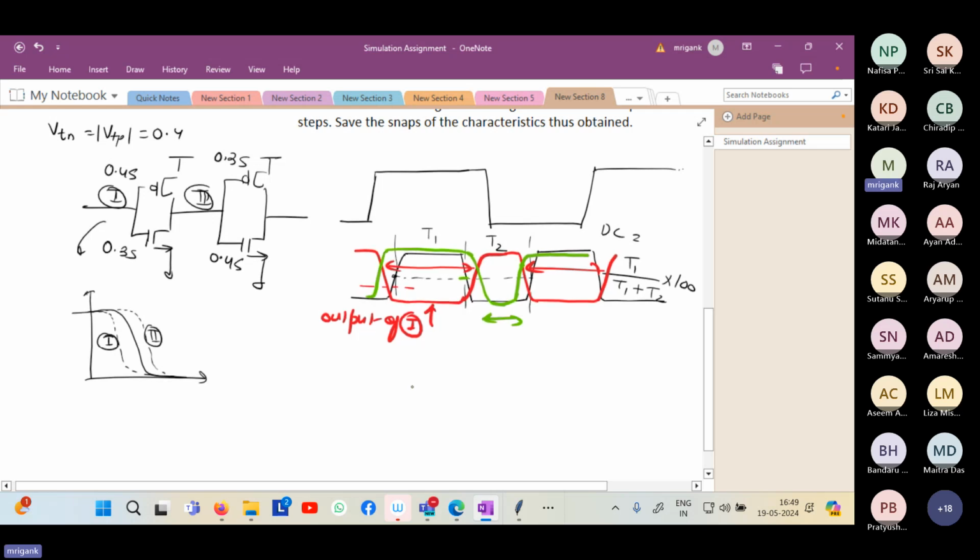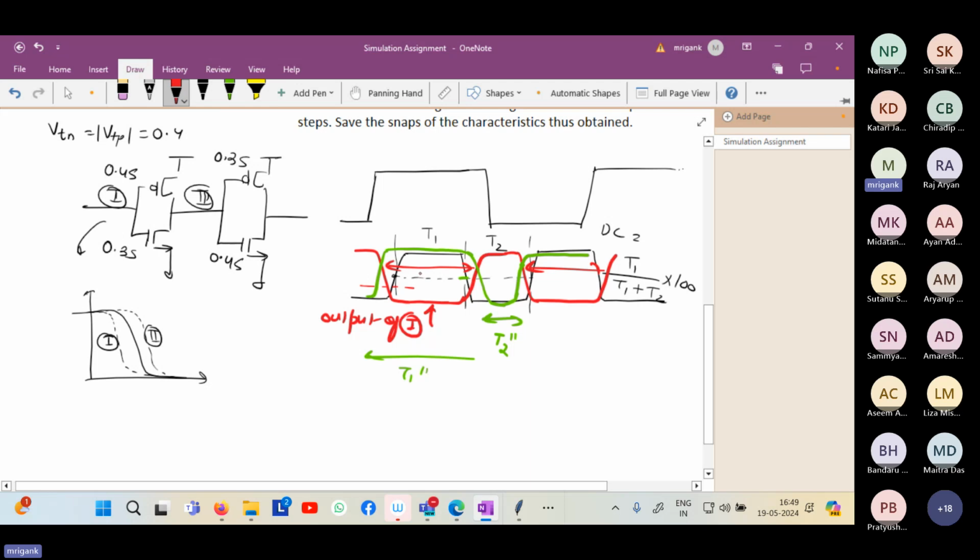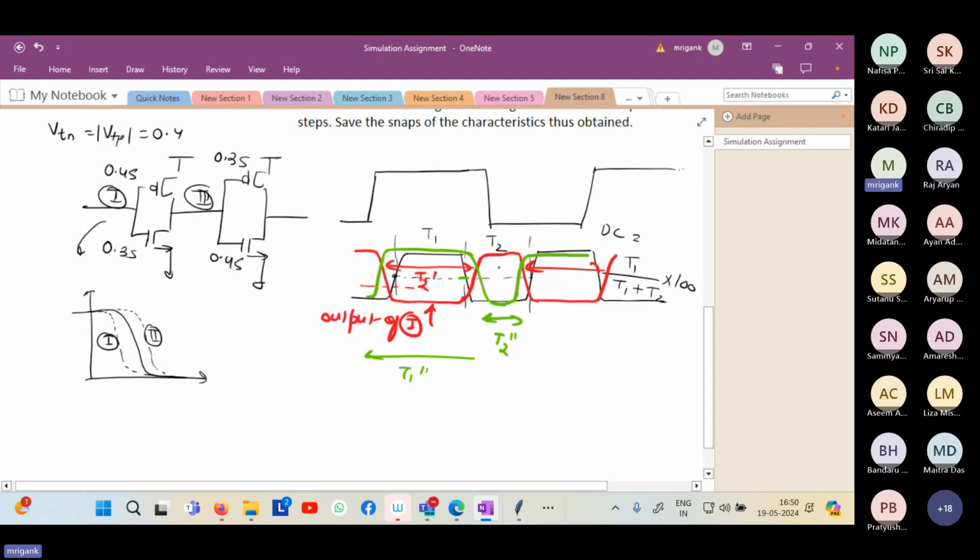Now the T on, T off, the T2 dash and T1 in this one is now T2 double dash and T1 double dash, right? And likewise, the red one was T1 dash and T2 dash, on period by off period. So you can see that in this scenario, it is having a cumulative effect, right? One phase is getting narrower, another phase is becoming bigger because of that skewed arrangement of the MOSFET strength.